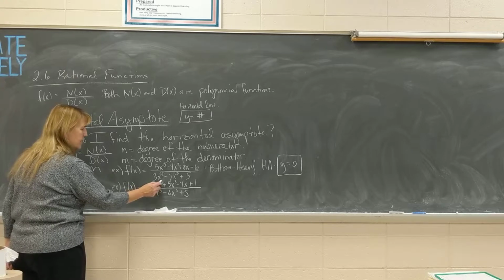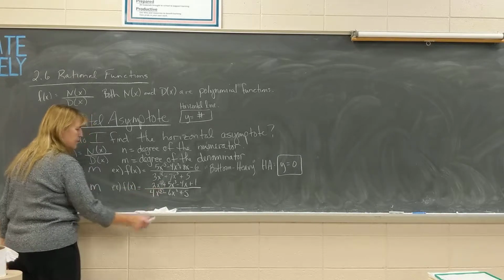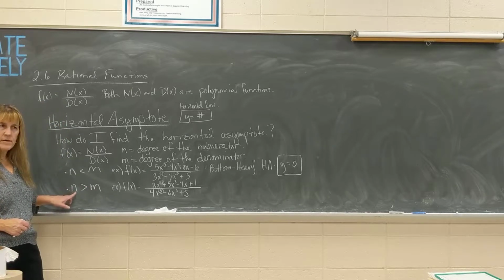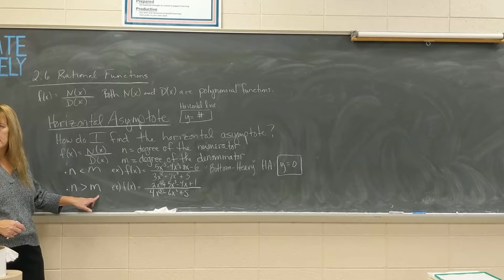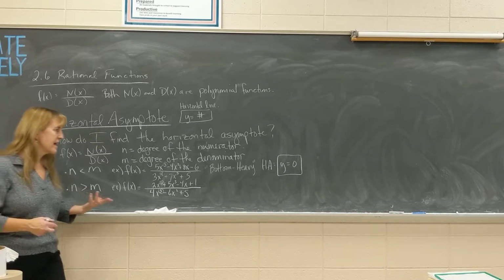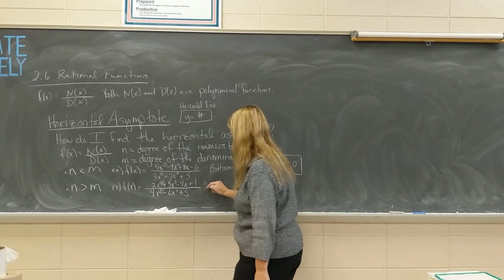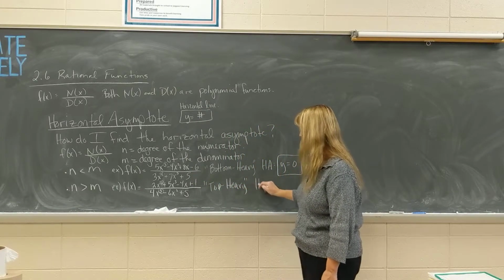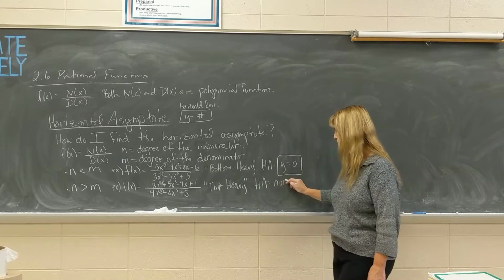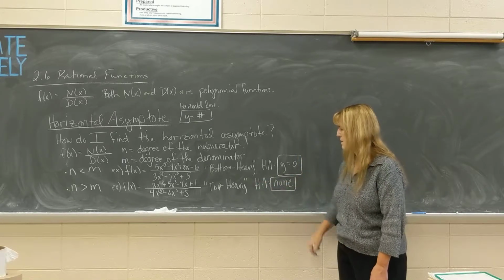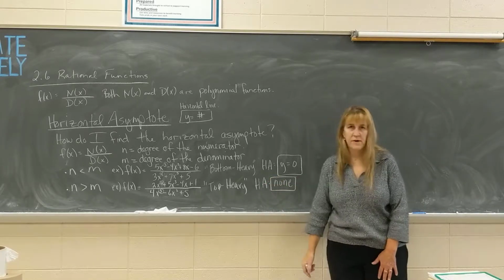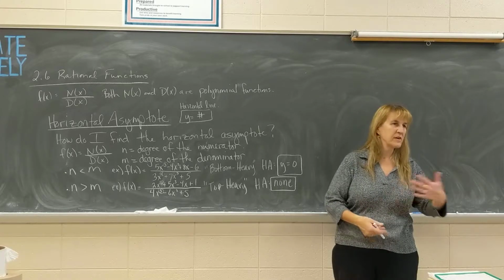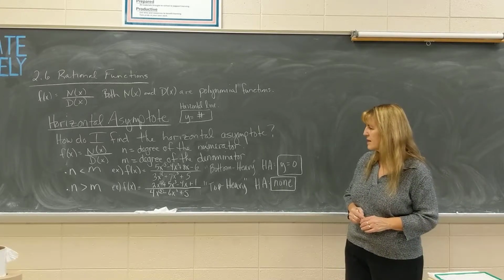The degree of my numerator is a 6. The degree of my denominator is a 5. So therefore, the degree of my numerator is greater than the degree of my denominator. When this happens, this function is called top heavy. And the horizontal asymptote is none. A rational function that is top heavy will not have a horizontal asymptote. Again, we'll discuss this more in detail. Just getting the rules out to you right now.